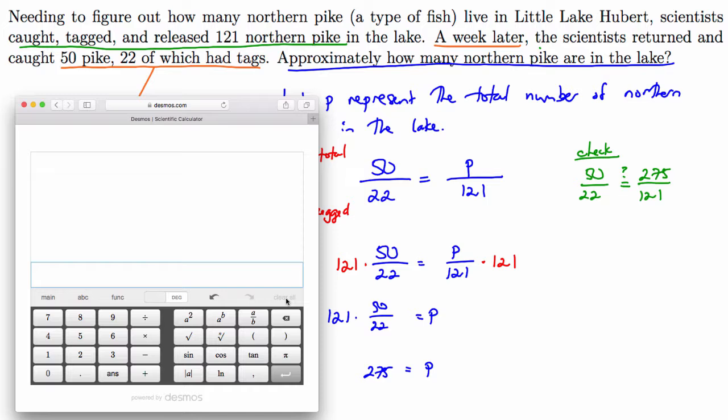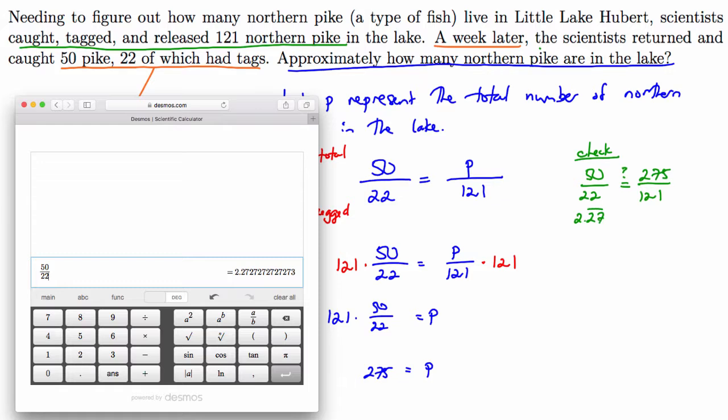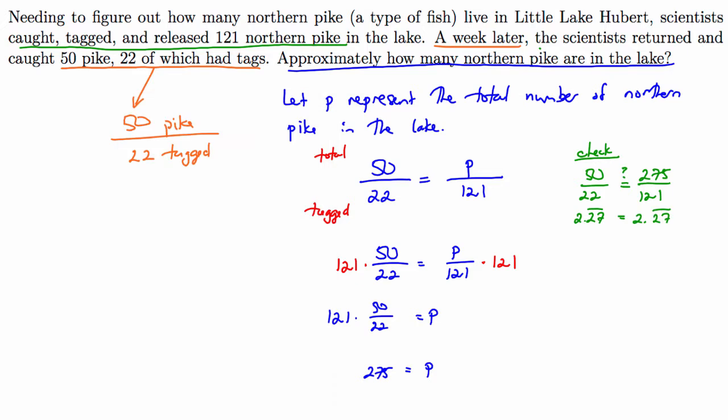So on the left side of the equation, we have 50 divided by 22. The calculator spits back 2.27272727 and so on. We'll write that down as 2.27 with a bar over the 27. And then we'll check 275 divided by 121, and we notice we have the same value, 2.27 with that 27 repeating. So again, we will write that as 2.27 with the bar over it. Our check has now confirmed that the small sample a week later that had 50 pike and 22 of which had tags is the same ratio as the entire lake that has 275 fish, 121 of which have tags.